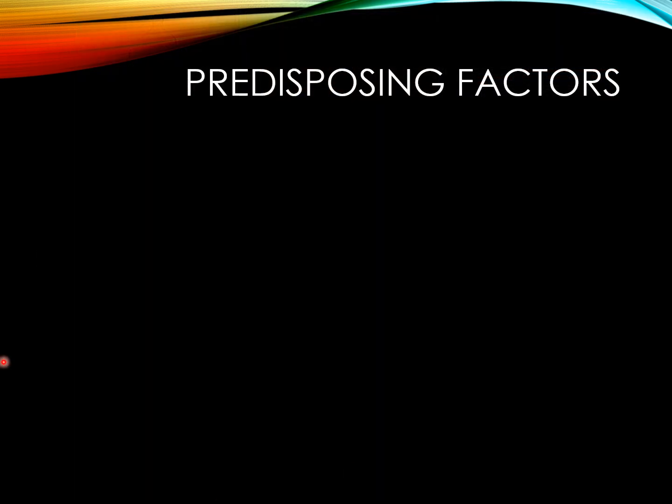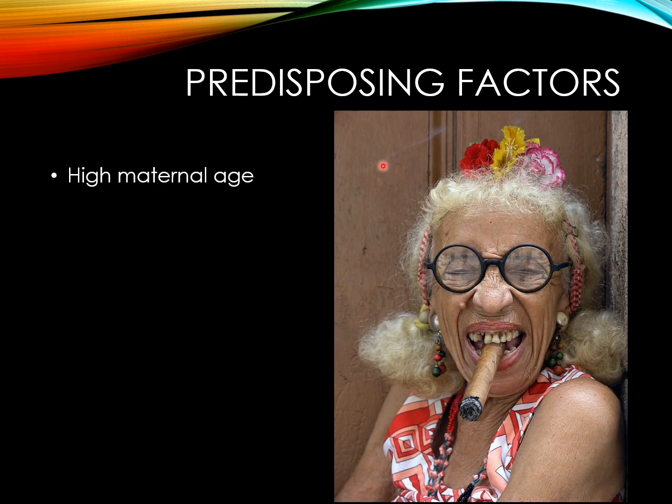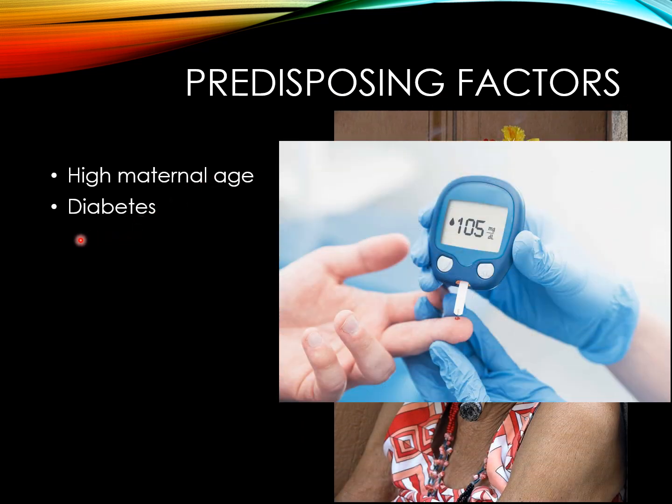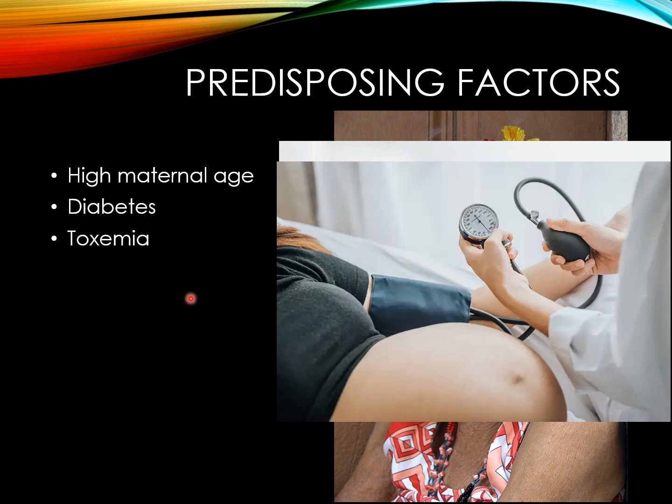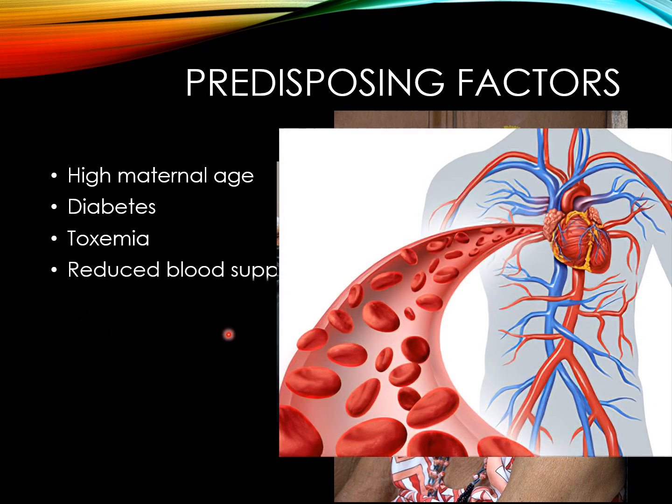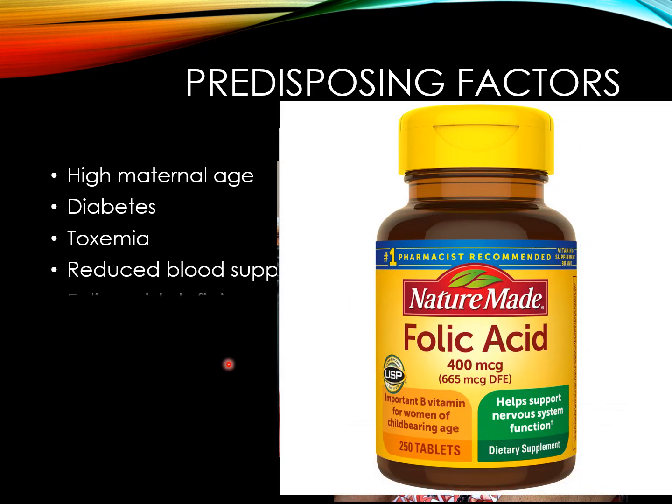But there are a group of predisposing factors like high maternal age, diabetes, toxemia, reduced blood supply, folic acid deficiency, racial, mongoloids, and of course radiations.